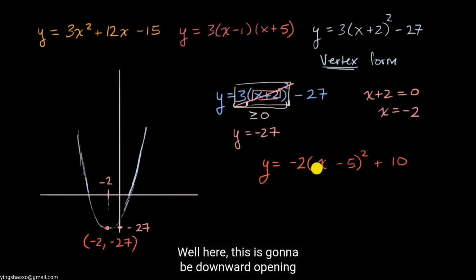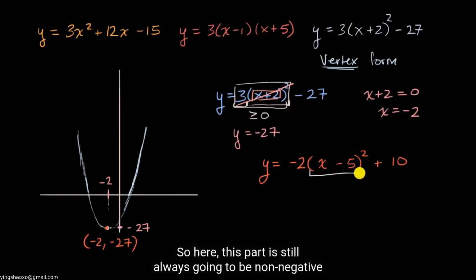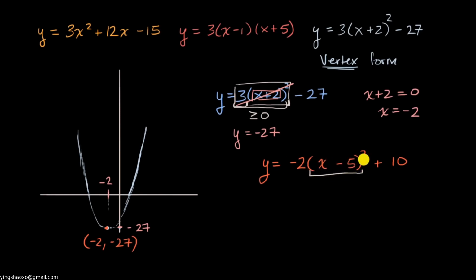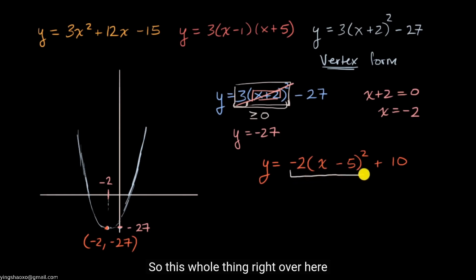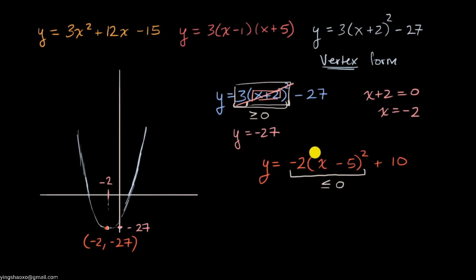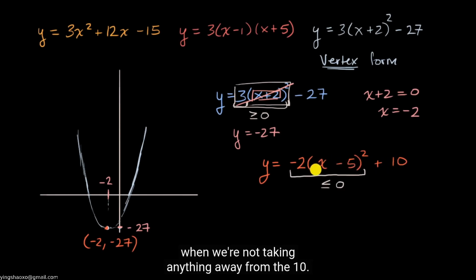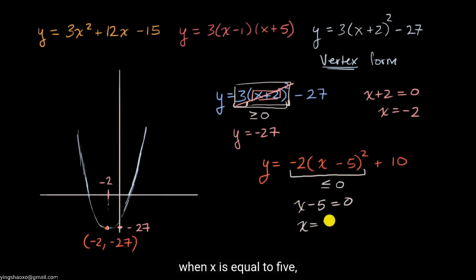Well, here, this is going to be downward opening, and let's appreciate why that is. So here, this part is still always going to be non-negative, but it's being multiplied by a negative 2. So it's actually always going to be non-positive. So this whole thing right over here is going to be less than or equal to 0 for all x's. So it can only take away from the 10. So where do we hit a maximum point? Well, we hit a maximum point when x minus 5 is equal to 0, when we're not taking anything away from the 10. And so x minus 5 is equal to 0 will happen when x is equal to 5.